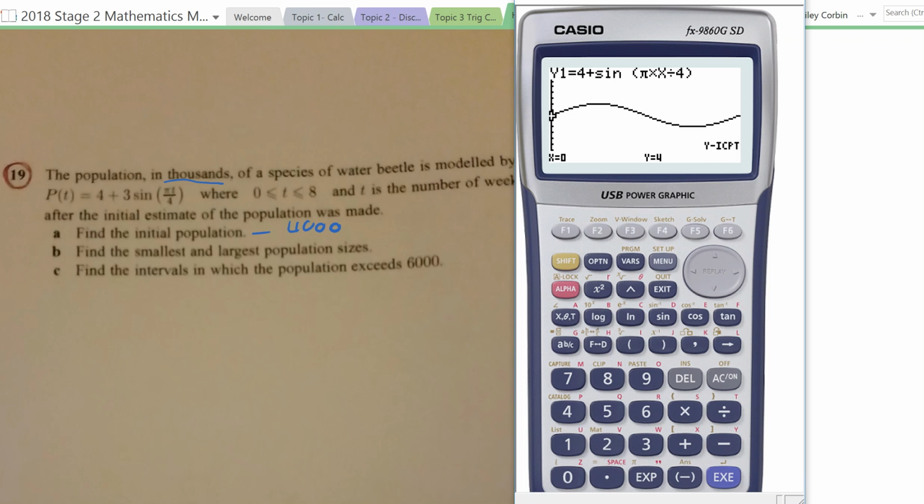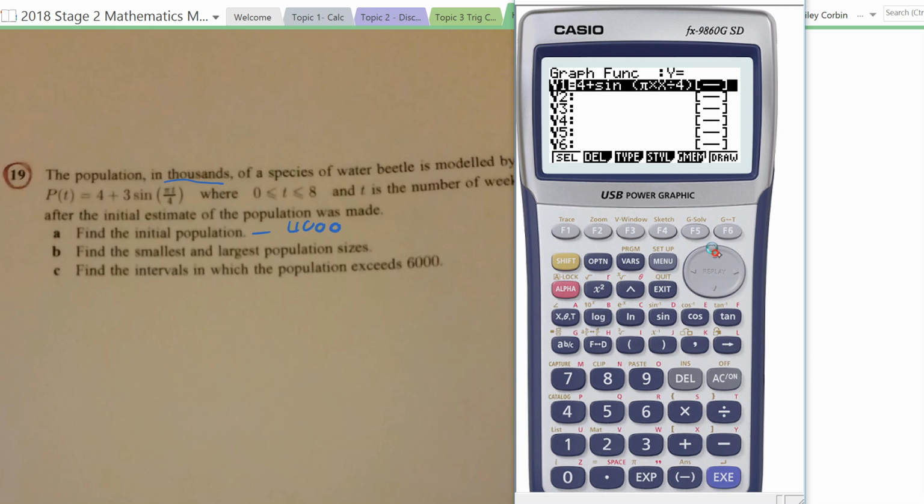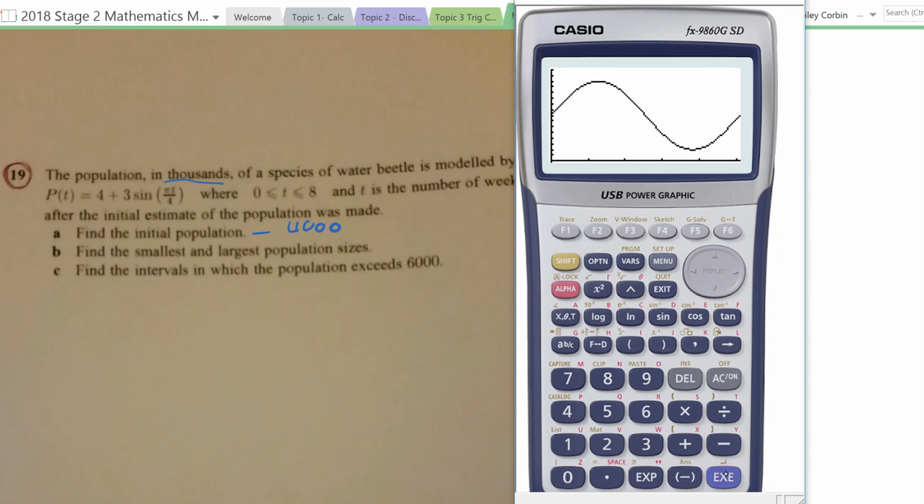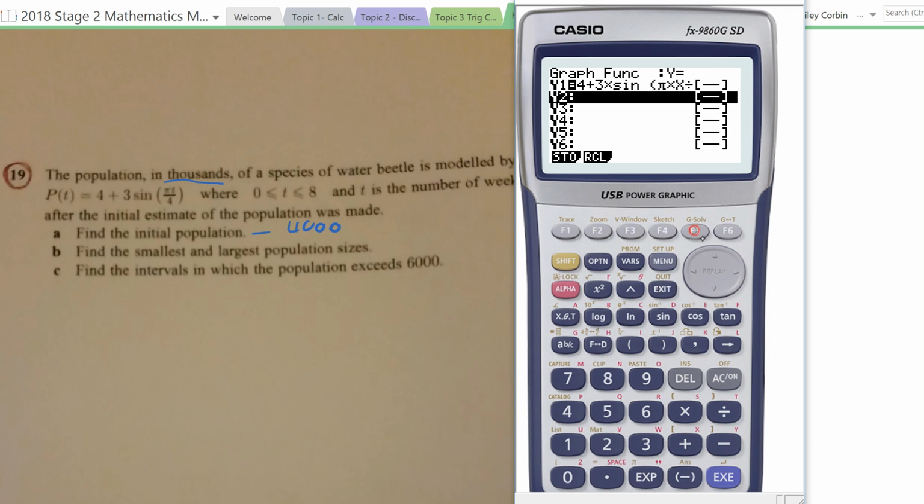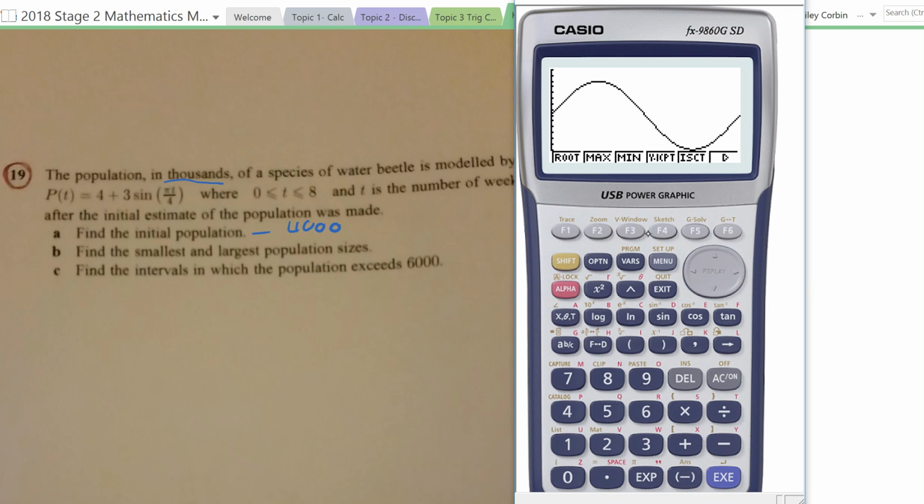The largest and smallest populations. We can use Shift G-solve max. That's 5, so the largest population is 5,000. Shift G-solve min: smallest population is 3,000. Something's gone wrong. It's because I've entered the wrong equation. Hopefully you spotted that before. There should be a 3 there. That's more like it. Max, 7,000. Min should be 1,000. There we go.